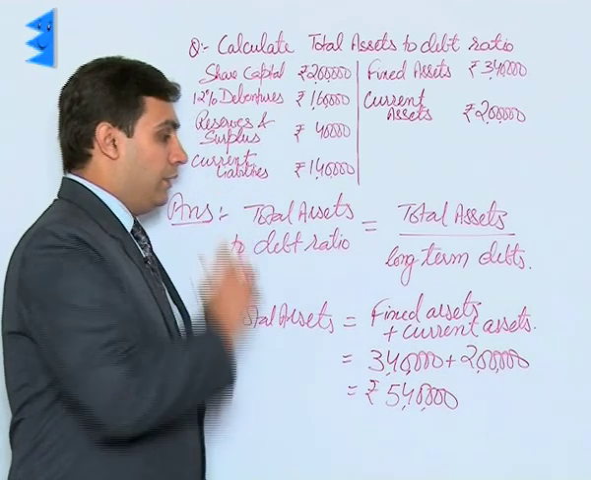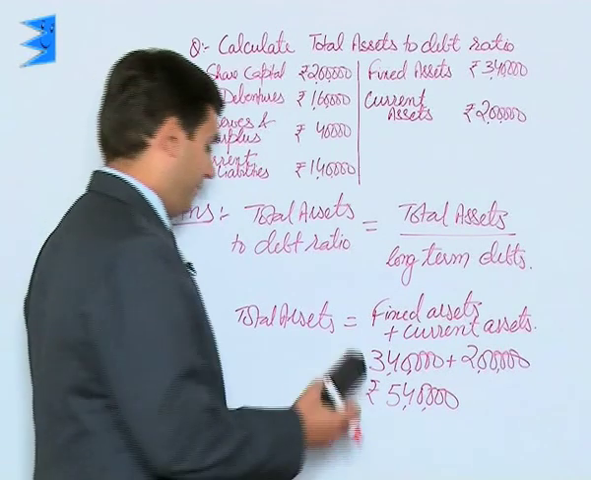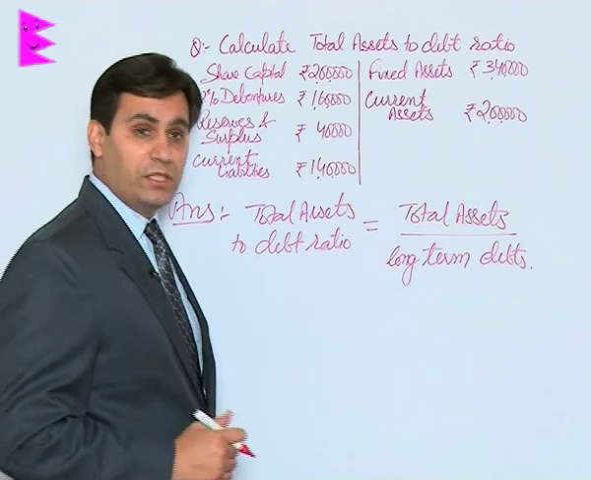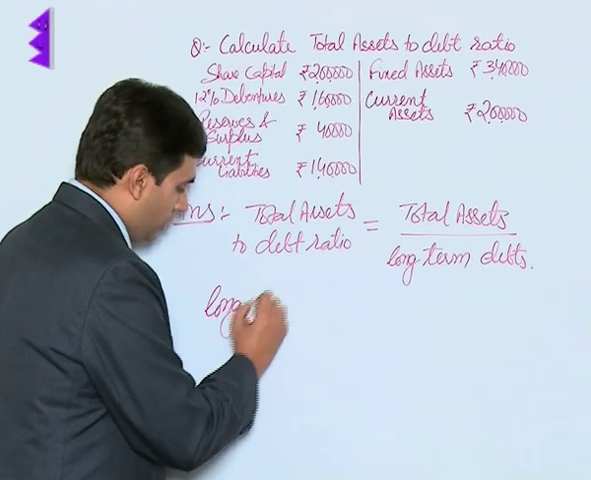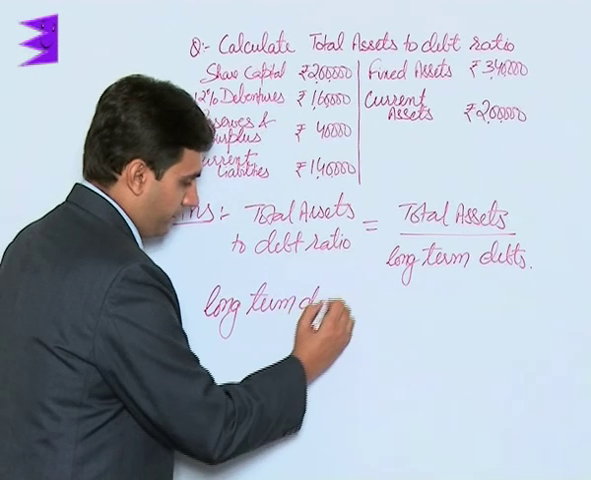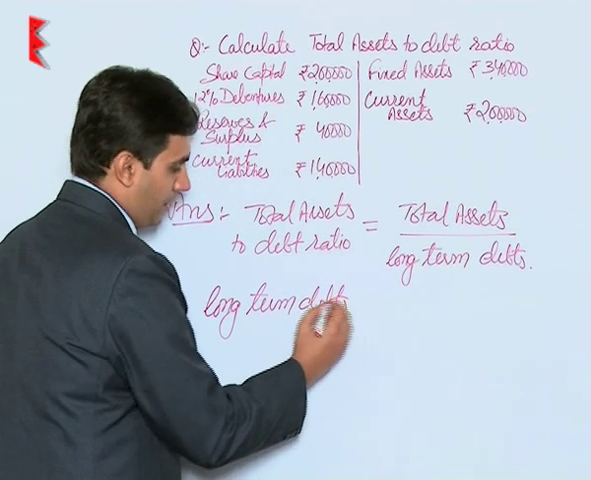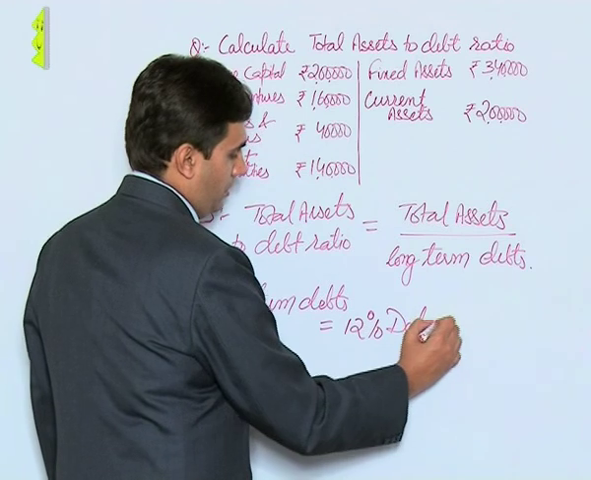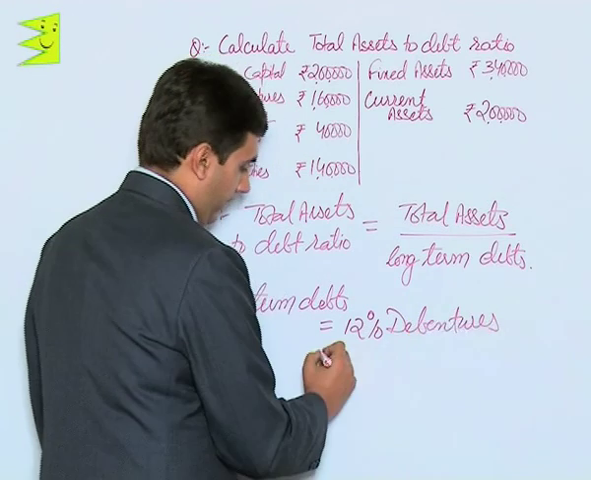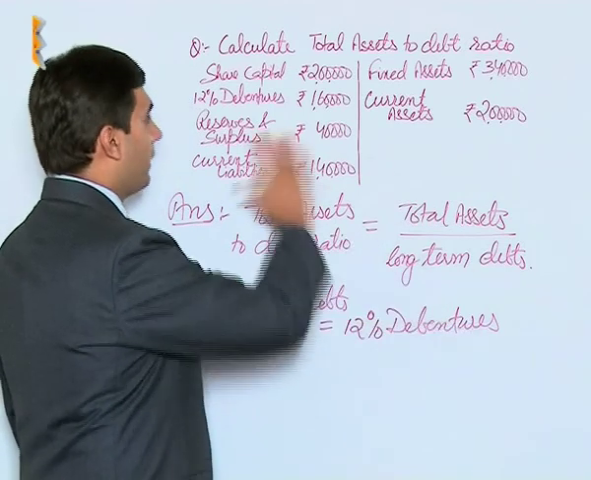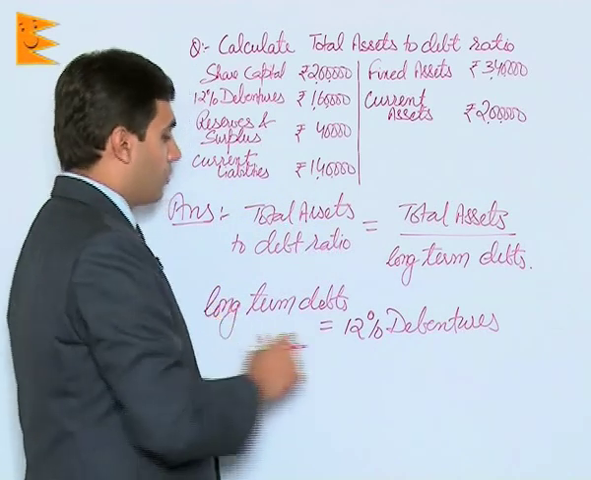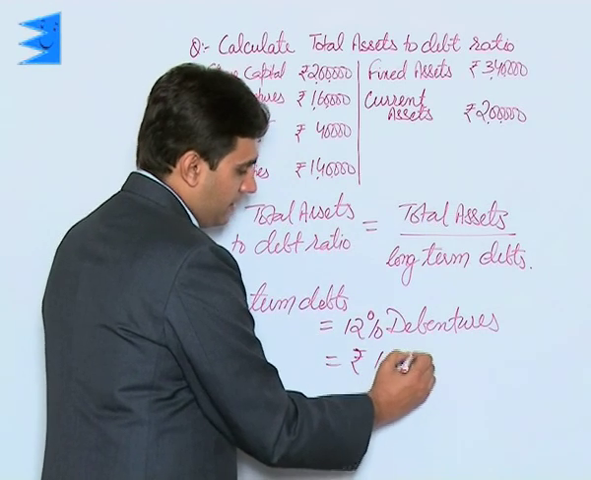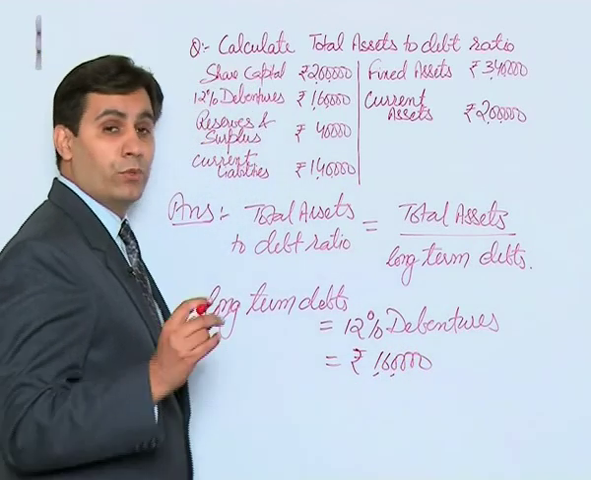Now let us come to long-term debts. Long-term debts include those liabilities which have to be paid after 1 year. So long-term debts are equal to 12% debentures, plus there are no other long-term liabilities. So this will be the final figure for long-term debts, which is equal to rupees 1,60,000.